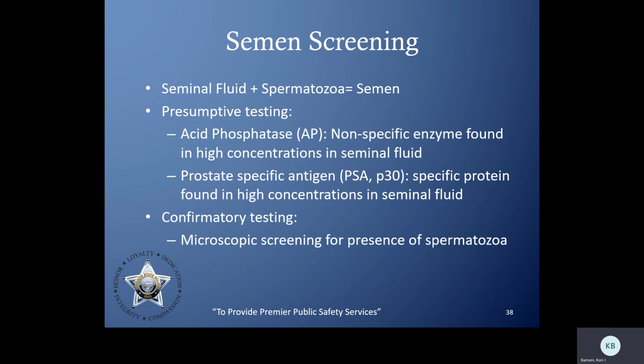When we are screening items for semen, we are looking for 2 components, seminal fluid plus spermatozoa. We have 2 presumptive tests that we can perform, both of which are chemical tests that look for enzymes found in high concentrations in seminal fluid. Acid phosphatase, which is a non-specific enzyme found in seminal fluid and other body fluids, and prostate-specific antigen, which is a specific protein found in high concentrations in seminal fluid. For confirmatory testing, we do a microscopic screen to look for the presence of spermatozoa.